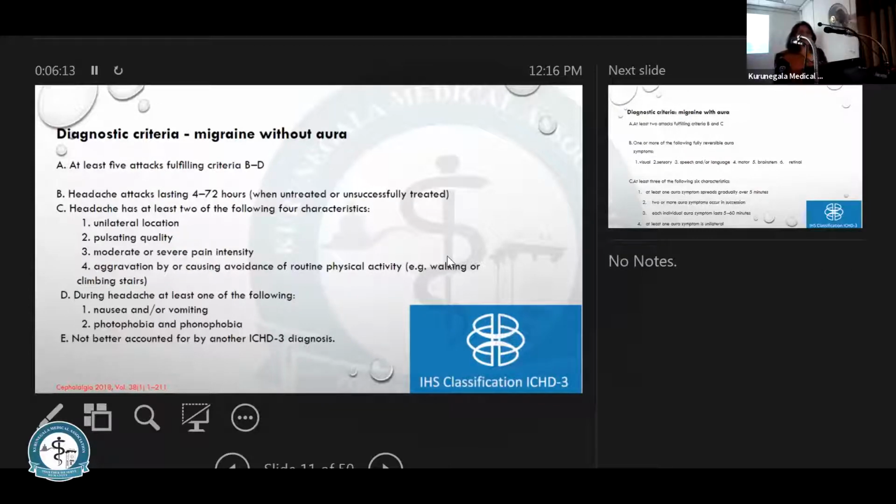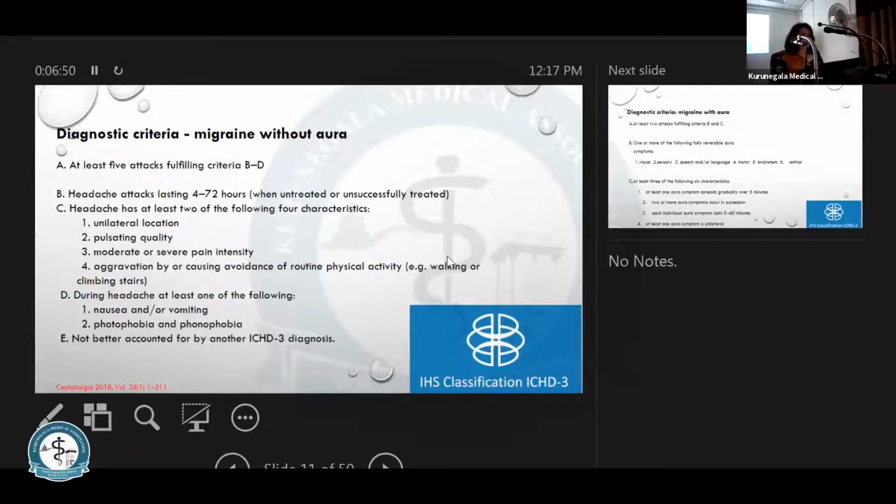The nature is pulsating. Always our patients come and say they feel the head is pulsating inside, and it's moderate to severe intensity, and usually movements and physical activity exacerbate the pain. So the patient tends to stay still or lie down in a fairly dim or comfortable area. And usually they are associated with nausea or vomiting and phonophobia, photophobia.